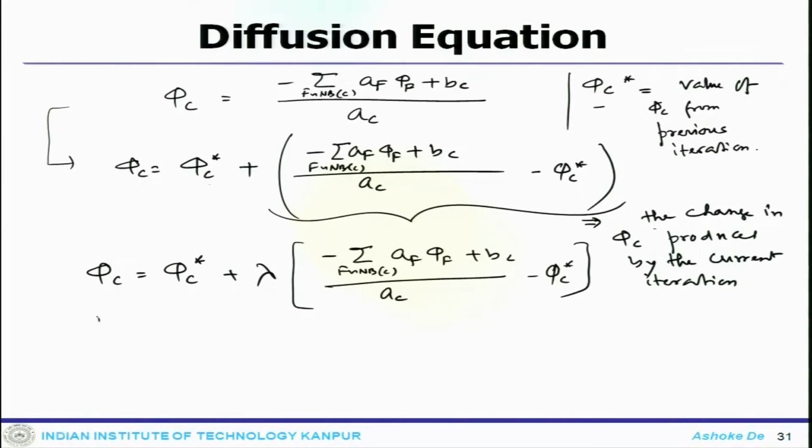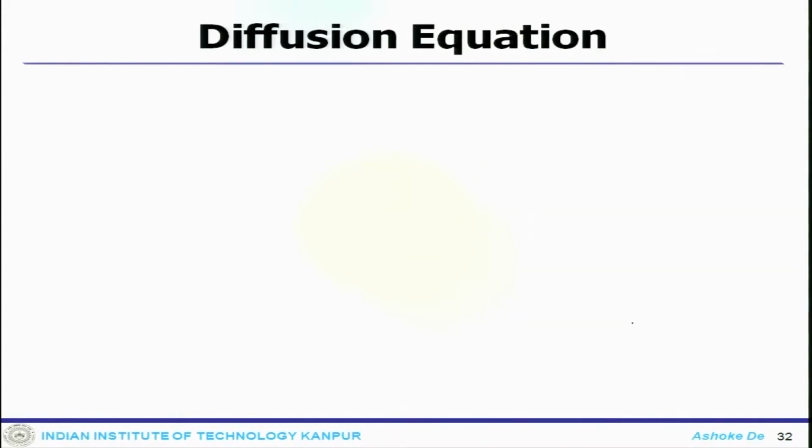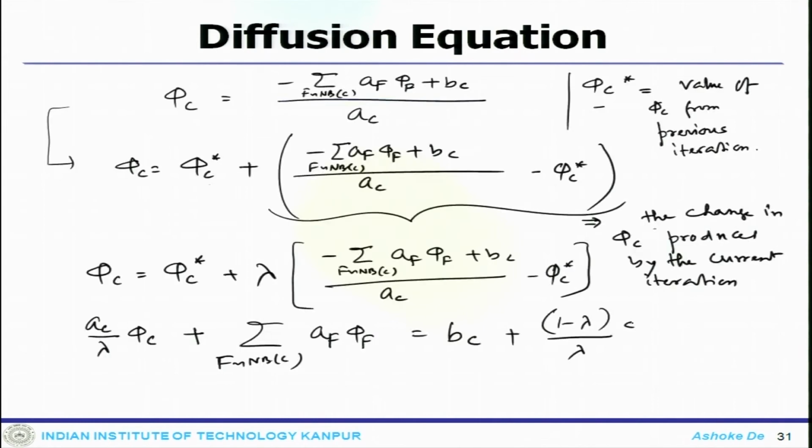Or one can write A_C over lambda times phi_C plus the sum over f going to NB(C) of A_F phi_F equals B_C plus (1 minus lambda) over lambda times A_C phi_C star. So, that is what it turns out.